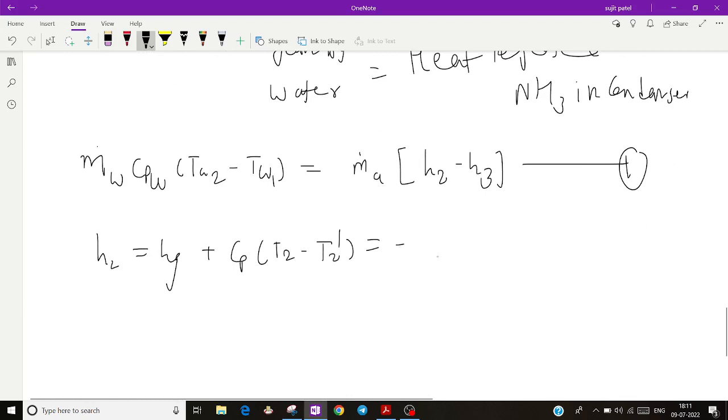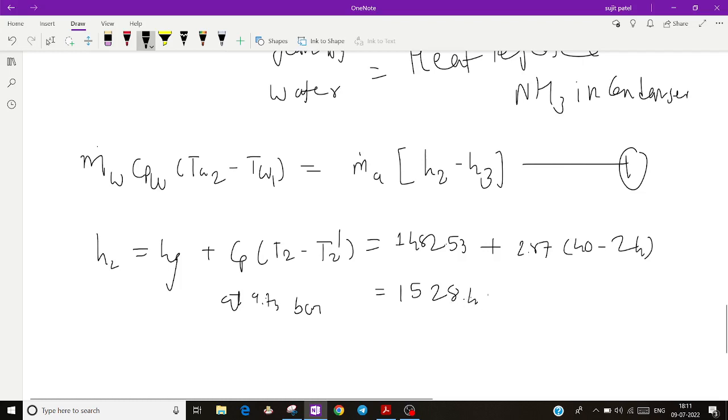This is at 9.74 bar. So what is the Hg value? That is 1482.53 plus 2.87 into 40 degrees, that is the inlet temperature of the condenser, minus the saturation temperature, that is 24 degrees Celsius. So when you solve this, you will get 1528.45 kilojoule per kg.